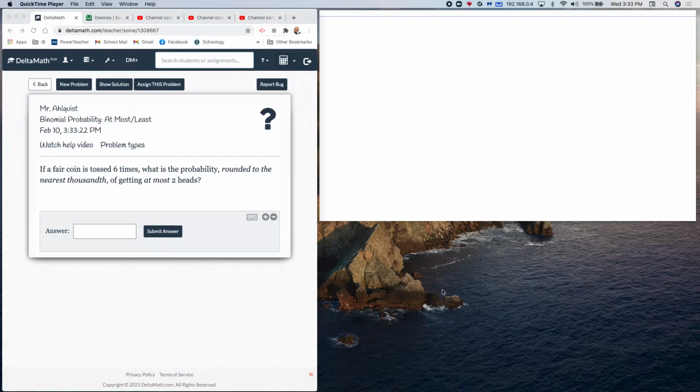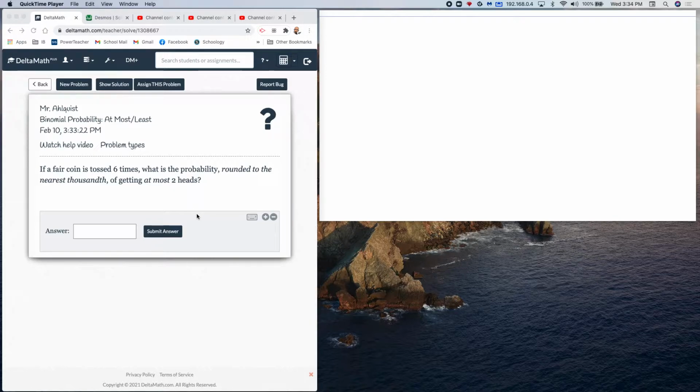A slightly different variation of this, and it's still binomial probability, most or least. We're going to talk about the way it's worded and what that means. So if a fair coin is tossed 6 times, what's the probability, rounded to the nearest thousandth, of getting at most 2 heads? So you're going to toss it 6 times. You're going to get at most 2 heads.